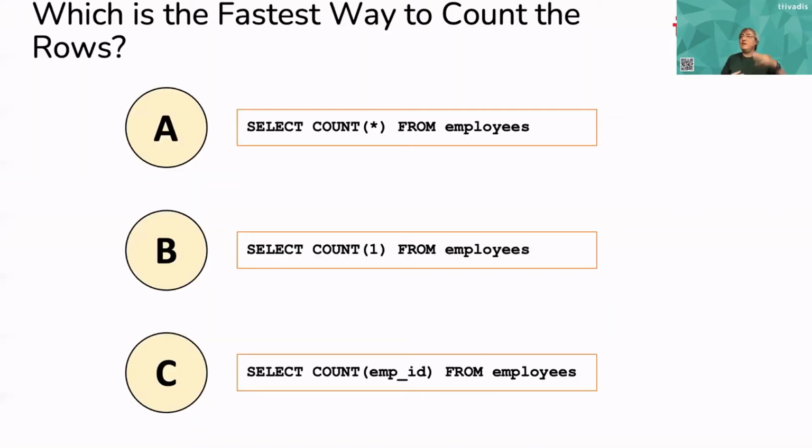We have 3 different ways to count the number of employees of our employees table. We could do the obvious way, a COUNT(*) from employees, or we could do a COUNT(1) or a count of any constant from employees, or we could do a count of employee ID from the employees table. Just for yourself, think which is the fastest way to do that, or if you have an idea, you can write it to the chat.